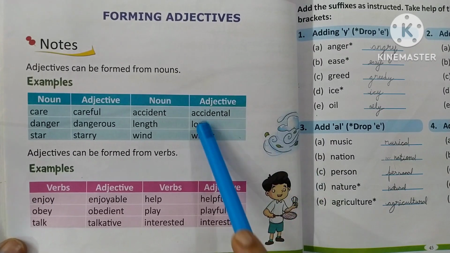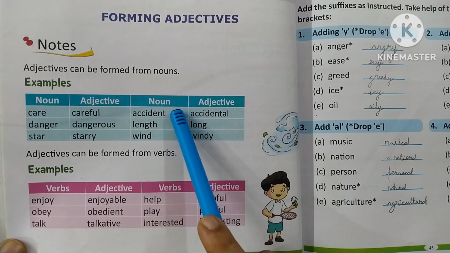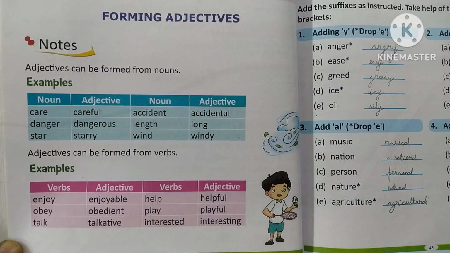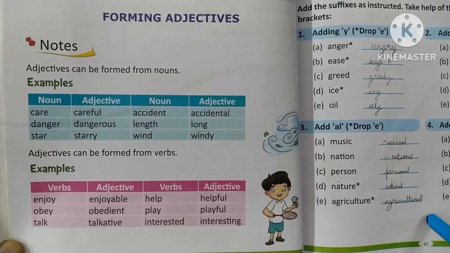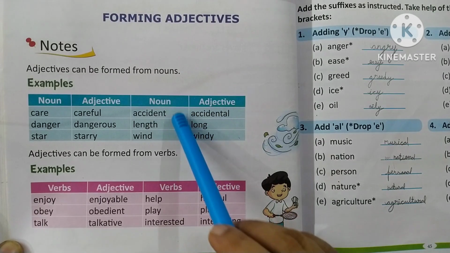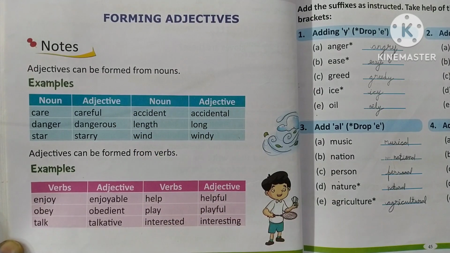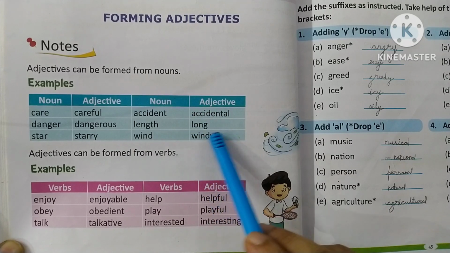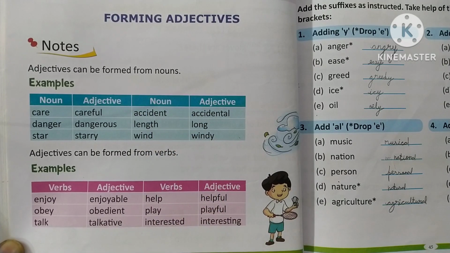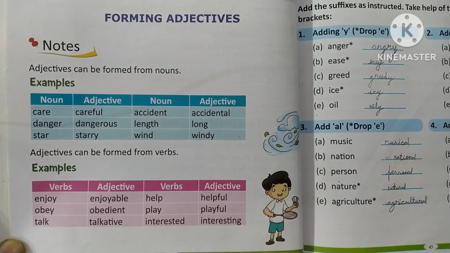Now, accidental comes from the noun accident. Her bumping into him in the mall was accidental. So, the word accidental comes from the noun accident. The word long comes from the noun length. The river was very long.